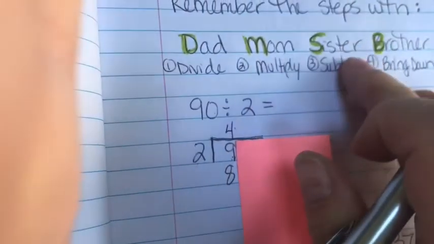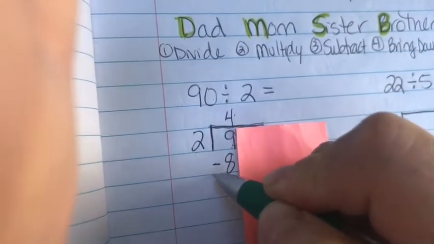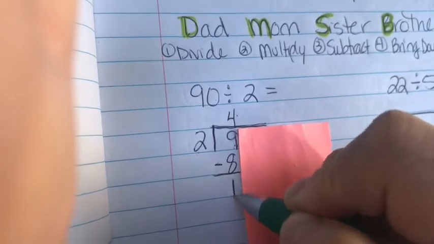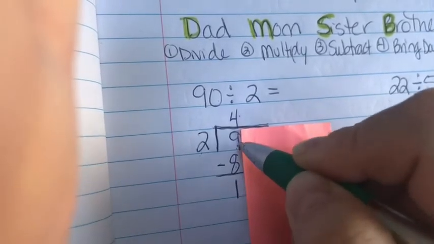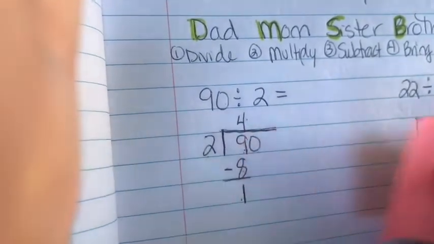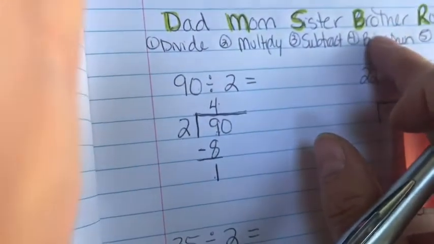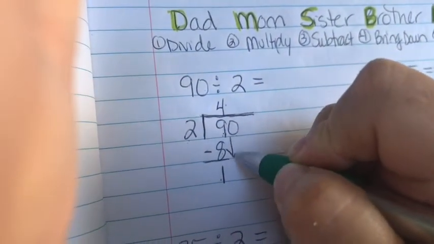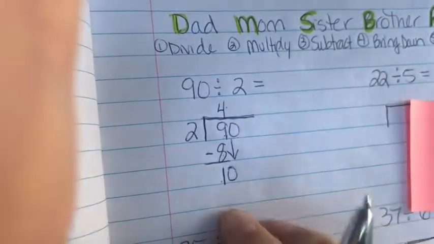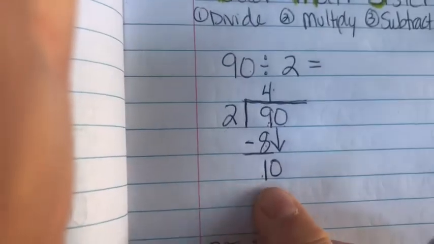Okay, and now I'm going to do the subtracting. So I'm going to subtract these. 9 minus 8 is 1. And now I'm going to do the Brother part, which is the bring down. I'm going to carry that. And now I have 10 down here. So I'm going to use this.